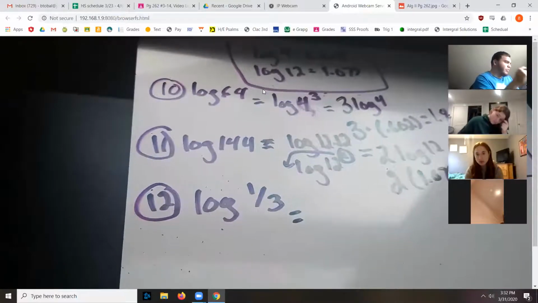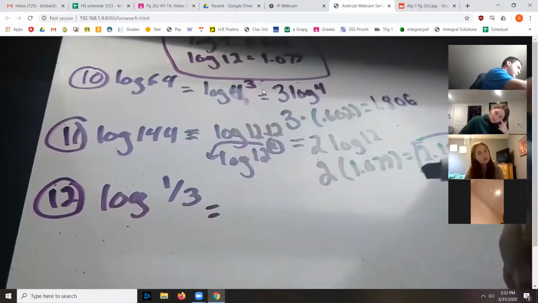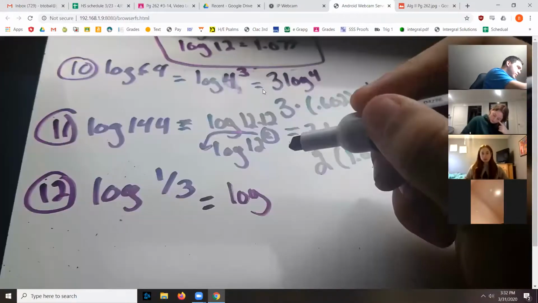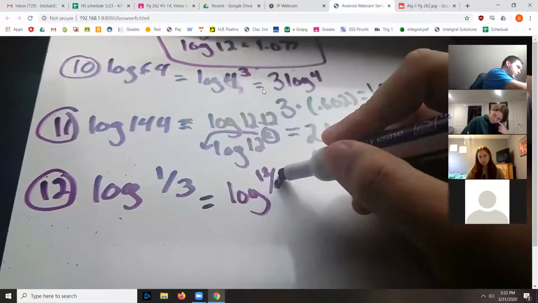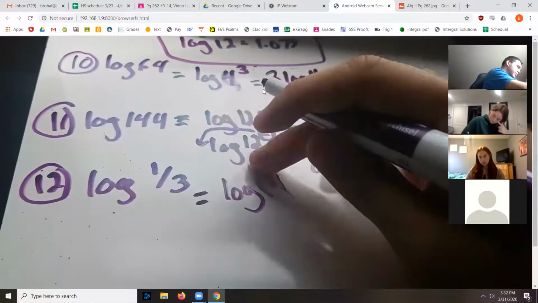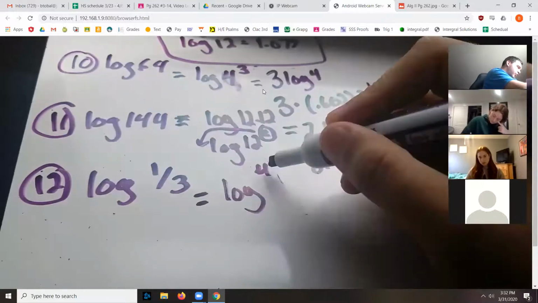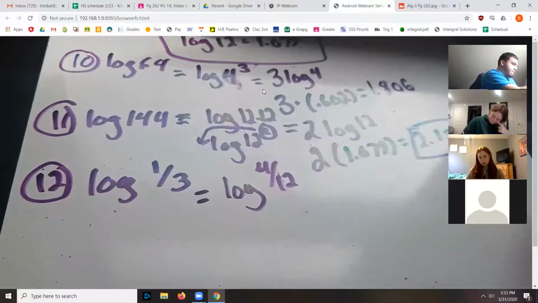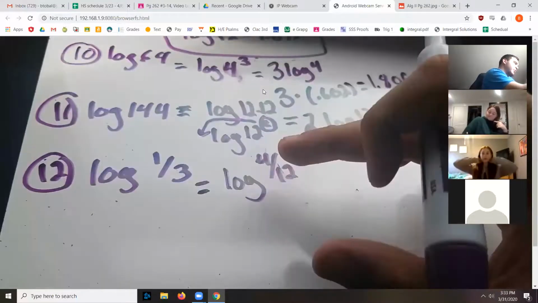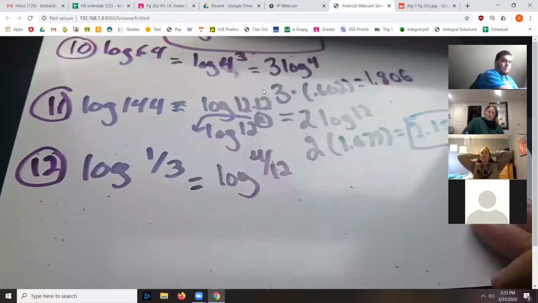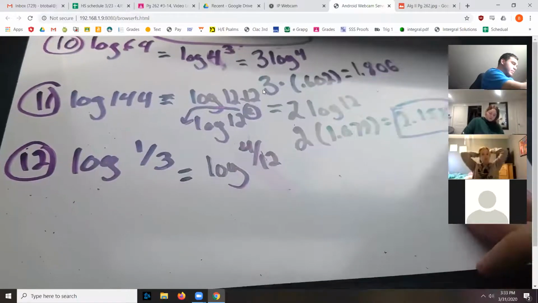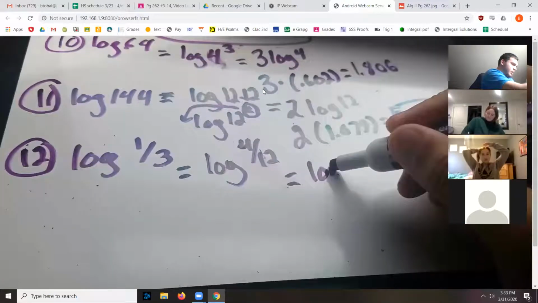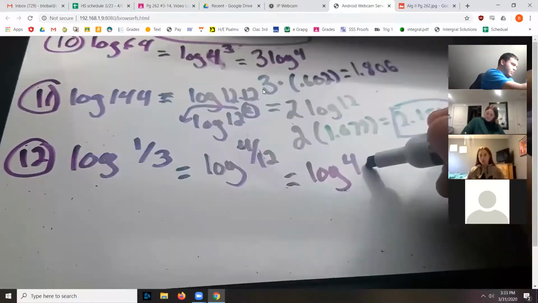So since 12 and 4 is our given, we're going to rewrite log 1 over 3 as log 12 over 4. Oh no, that makes it 3 over 1. We're going to write it as 4 over 12, because 4 over 12 reduces down to 1 over 3. So the division means subtraction: log 4 minus log 12.